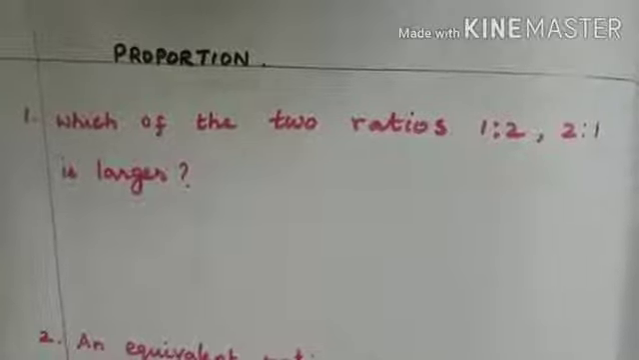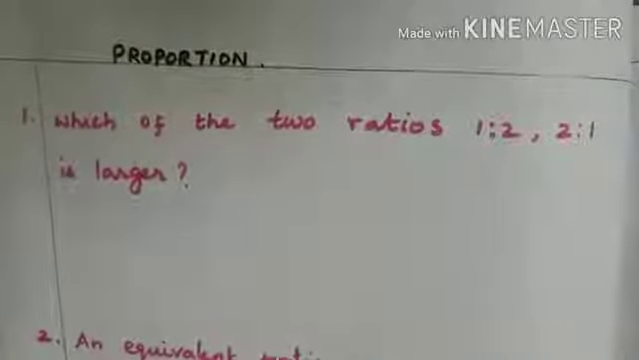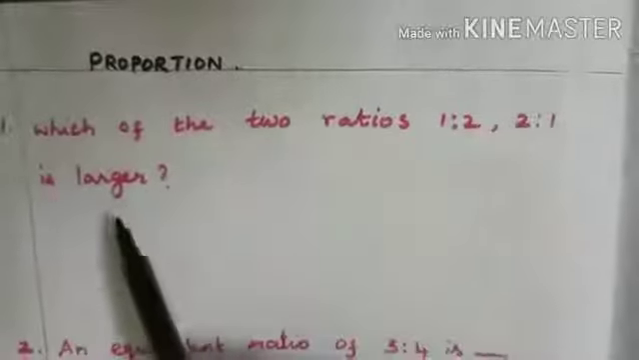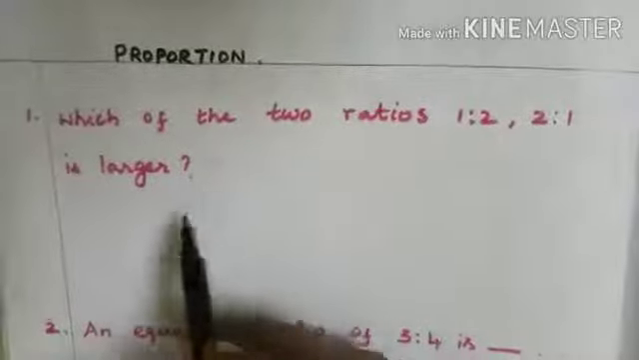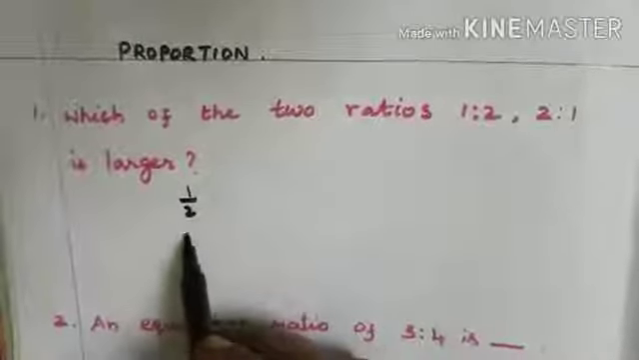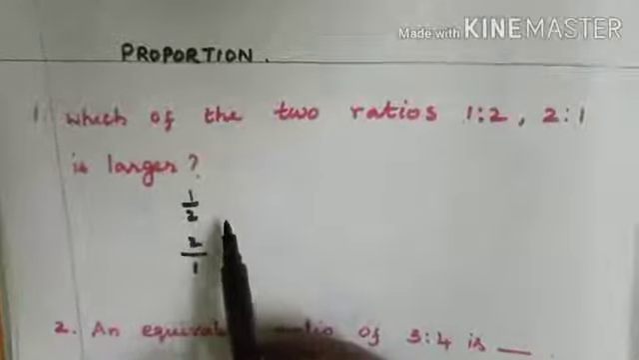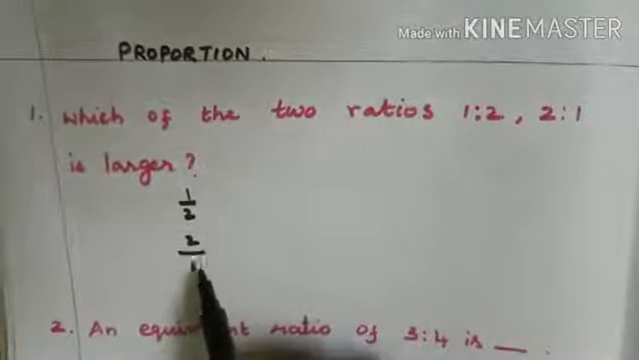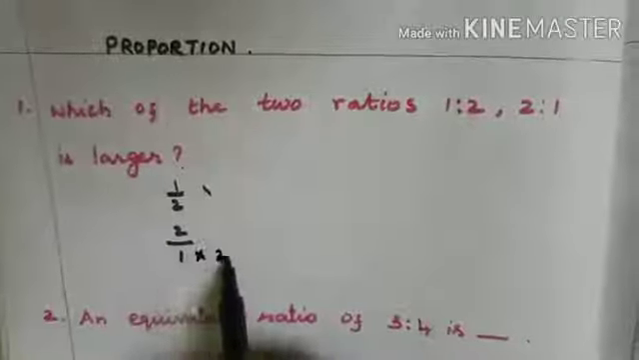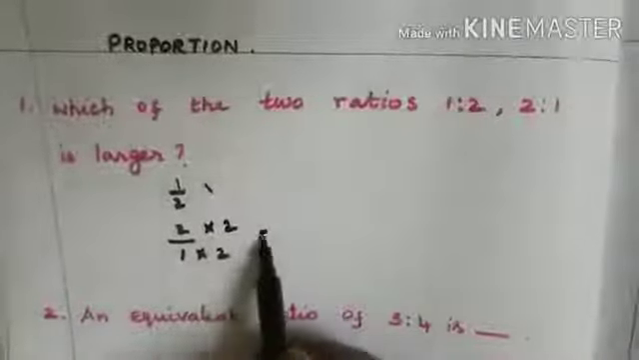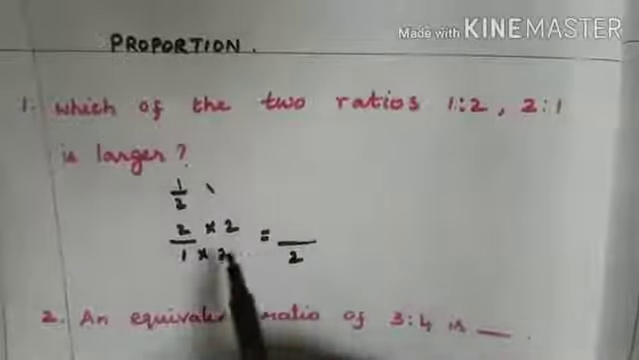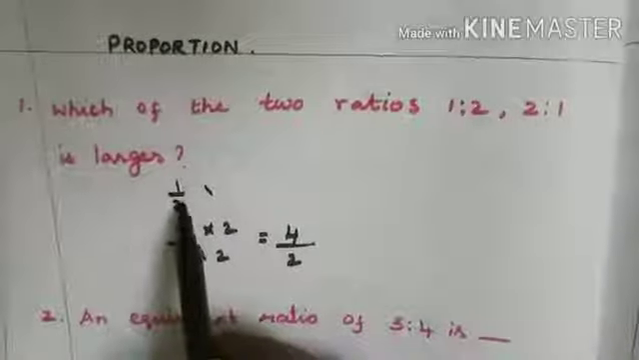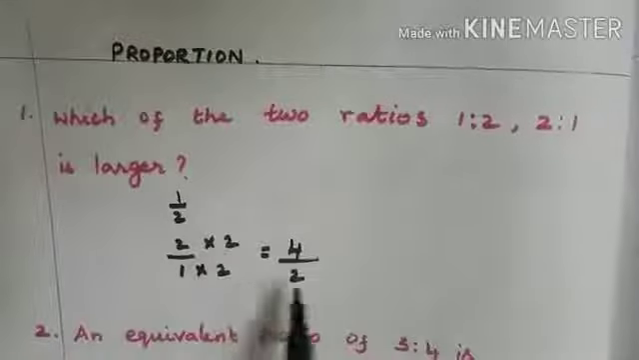Shall we start? Yes. The first question is, which of the two ratios 1:2, 2:1 is larger? Therefore, the two ratios are 1/2 and 2/1. Now we have to get the denominators the same, isn't it? Here we have 2, but here we have 1. When we multiply it with 2, we get 2 in the denominator. Therefore 2 2s are 4. So here 4/2 and here 1/2.